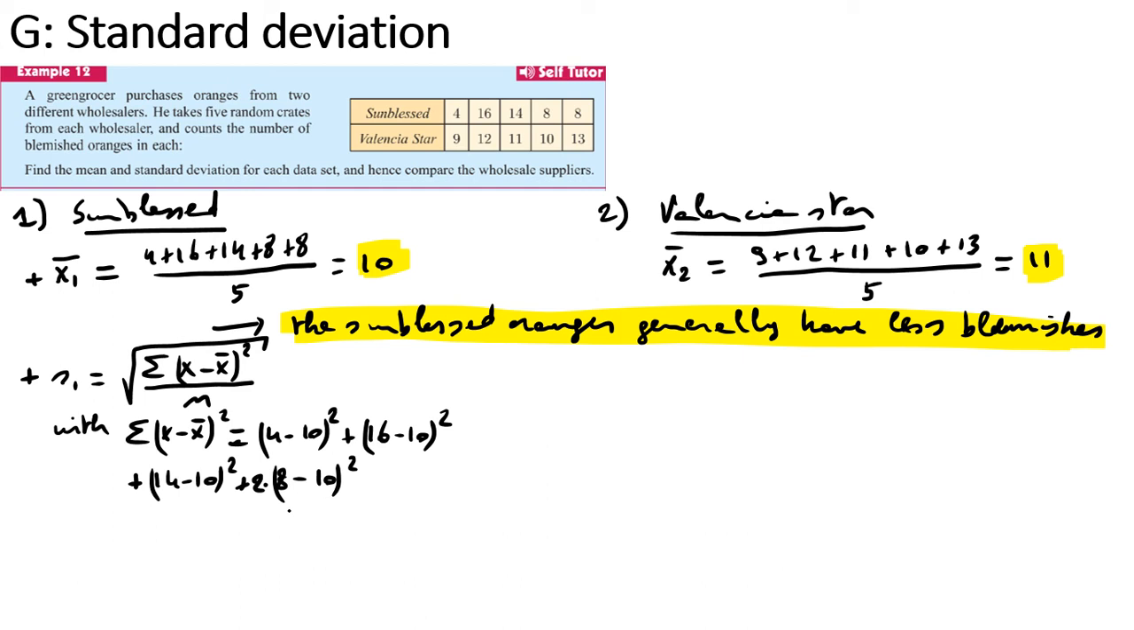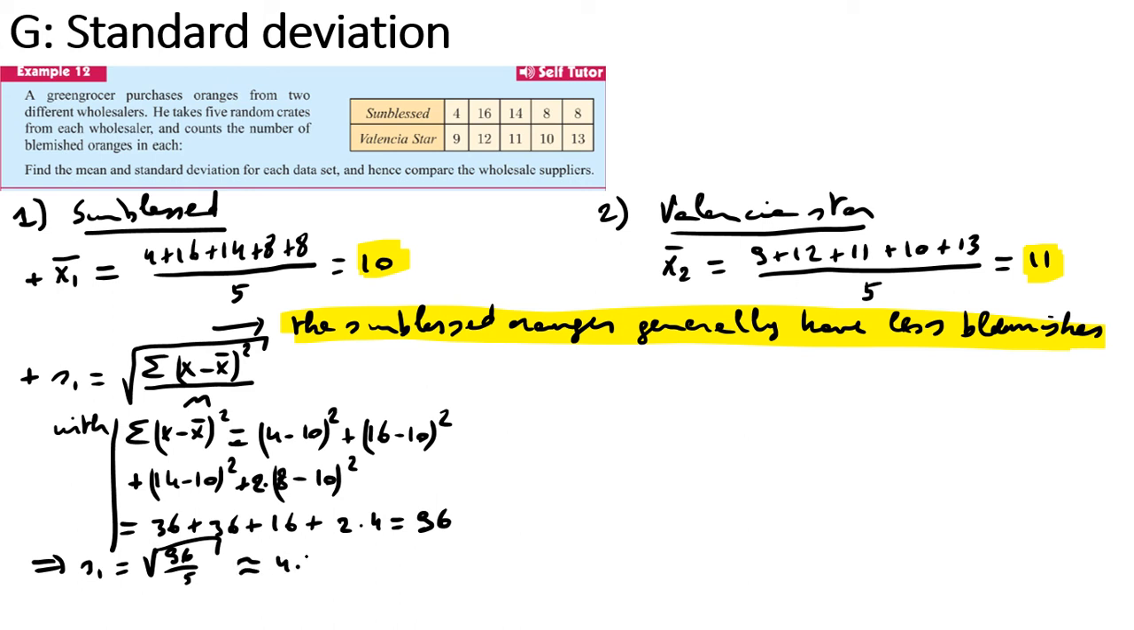And if we do that, we find out that it's equal to 4 minus 10 is minus 6 to the power of 2 is 36, 16 minus 10 is 6 to the power of 2 is 36, 14 minus 10 is 4 to the power of 2 is 16, and then here we have 2 times 8 minus 10 is minus 2 to the power of 2 is 4. So if we add all of this, we get 96. So the standard deviation will be equal to the square root of 96 over 5, which is approximately equal to 4.38 if we round off to 3 significant figures.